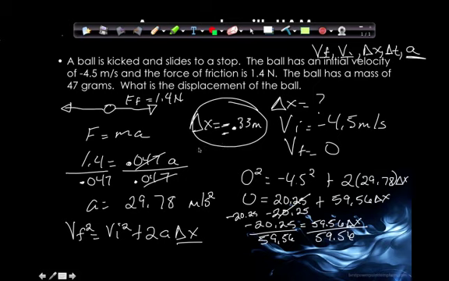So you will have some of these questions where you're given motion information and also force information, and you just have to take it piece by piece. In this case, we solved for acceleration using force, and then we went back to solve for the displacement. In some cases, you might have to solve for the acceleration using your kinematic equations and then plug that back into your force. It just depends on what the question is asking for here. So this is an example of using kinematic equations with force.